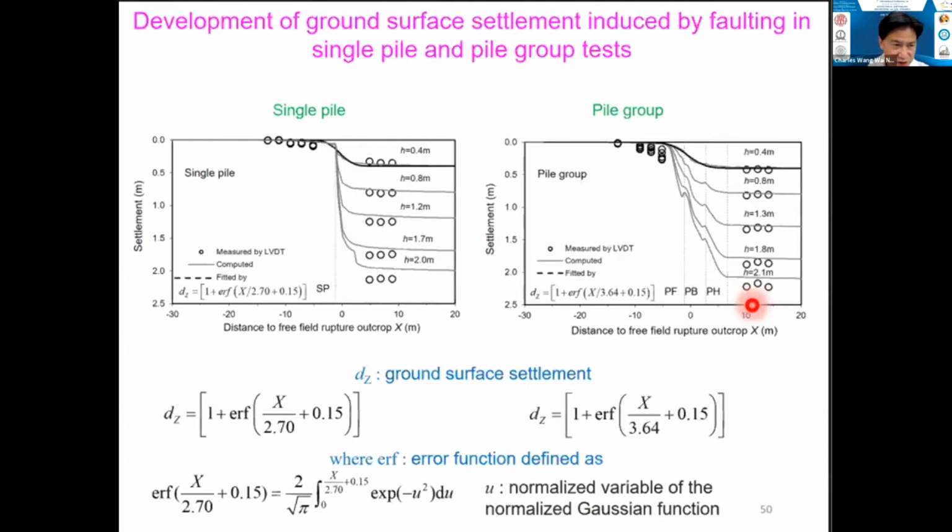What we find in terms of ground surface settlement can be reasonably represented by an error function. Here I show in here. Obviously, the coefficient of the error function depends on whether single pile or pile group, and also depends on the magnitude of the fault movements. But broadly speaking, that can be a very simple tool to be used for zoning of the ground surface of any urban city.